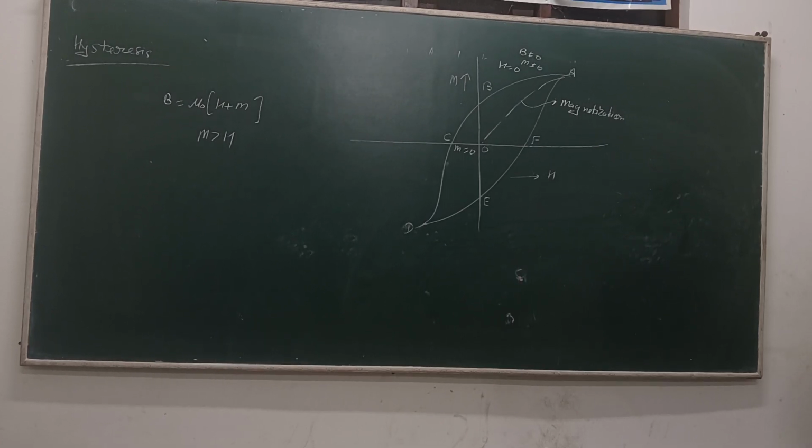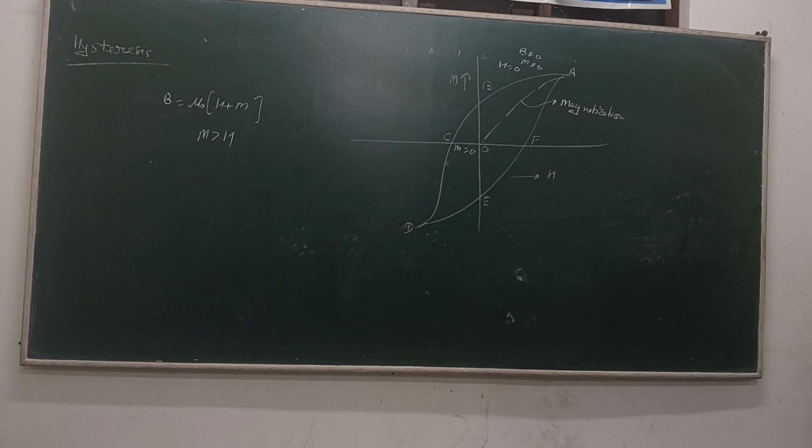If the reverse field is increased, a reverse magnetization is set up which quickly reaches the saturation value, this is CD. If H is then taken back from the negative direction through DA, the whole graph A, B, C, D, E, F, A forms a closed loop. This is known as a hysteresis loop. The whole process describing this property of iron is called hysteresis. Hysteresis is the name for the lag of the magnetization behind the magnetizing field.